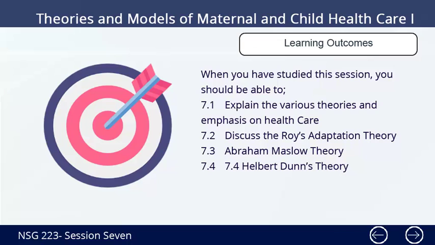Learning outcome for study session 7. When you have studied this session, you should be able to: 1. Explain the various theories and emphasis of health care. 2. Discuss the Rowe's adaptation theory. 3. Abraham Maslow theory. 4. Albert Dunn's theory.